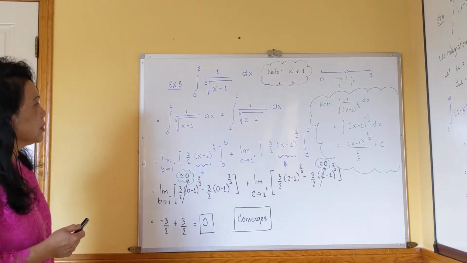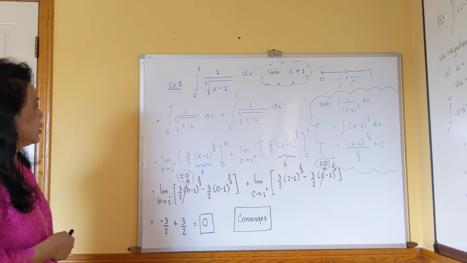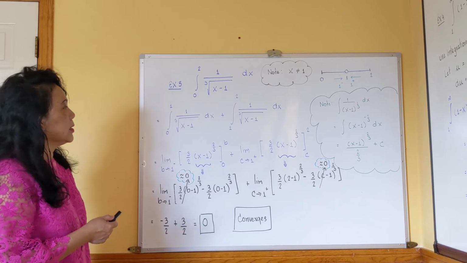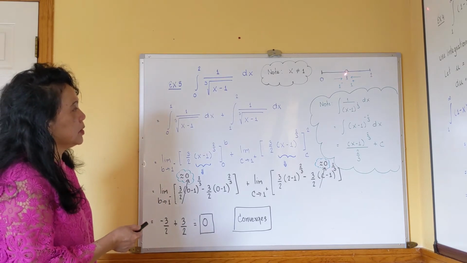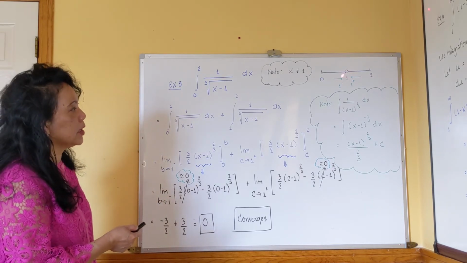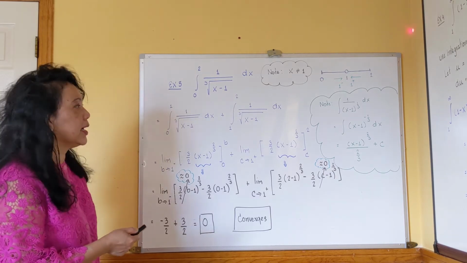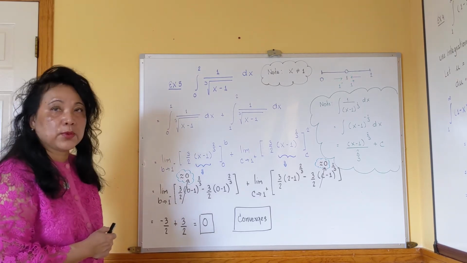Example 5. I have an integral from 0 to 2 of this function. You might notice that when x equals 1, we have 0 in the denominator. So we cannot have x equal to 1. So what I'm going to do is break it into two integrals, from 0 to 1 and 1 to 2. But I will not let it equal 1. It's going to be approaching 1 from the left, and approaching 1 from the right.